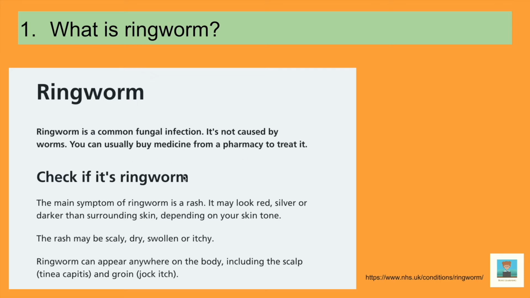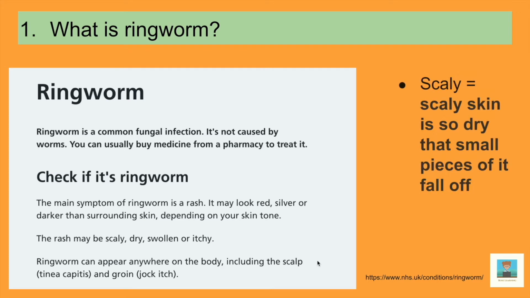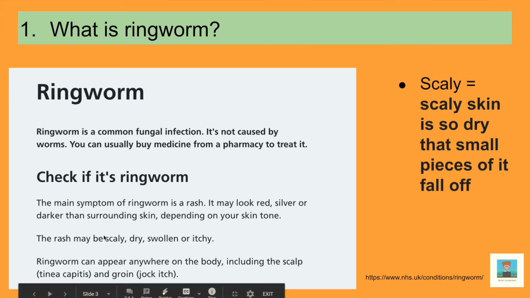How can you check if it's ringworm? Well, the main symptom is a rash. It may look red, silver or darker than the surrounding skin depending on your skin tone. And this rash may be scaly, dry, swollen or itchy. It can appear anywhere on the body, including the scalp, that's the top of your head, underneath your hair, or your groin. What does this word scaly here mean?